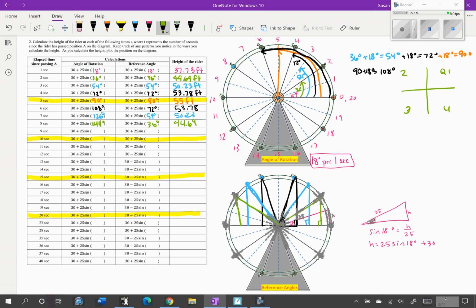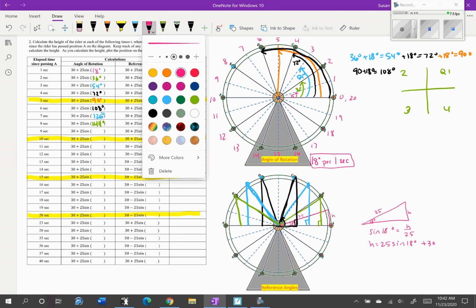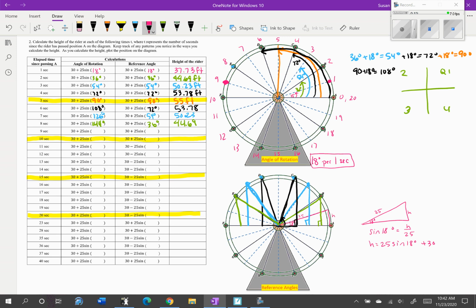So the next angle rotation would be at 9 seconds. So at 9 seconds, I'm right here, which notice is the same as 1 second. So that is using this same triangle right here. So for the angle of rotation, we're going to add 144 plus another 18 degrees, which is 162 degrees. But the reference angle that we're using is 18 degrees. So if we were to plug this into calculator using the angle of rotation, we would end up with 37.73 feet. So now, of course, if we're going all the way around, A and F are the same height.